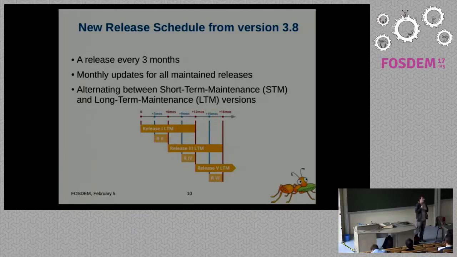3.9 is a short-term maintenance release. It is supported for 3 months until the next release gets out. So with the release of 3.10, 3.9 gets deprecated and abandoned. 3.8 is a long-term maintenance release, so it will still be supported and get bug fix updates. This is the current approach that we're taking.